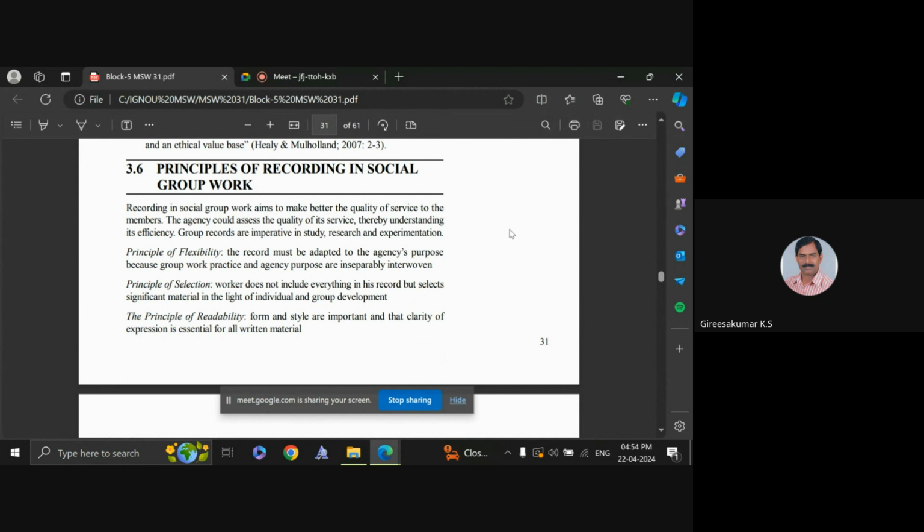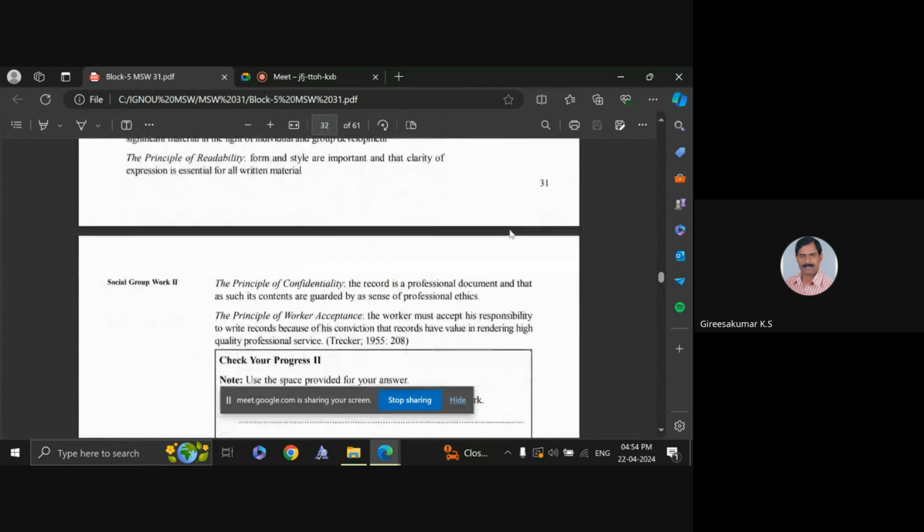Then, principle of selection. That is, the worker does not include everything in his record, but selects significant material in the light of individual and group development. He should not select everything for the record, but a selection must be done of what is to be included. Then readability. The clarity of expression is essential for all written material.